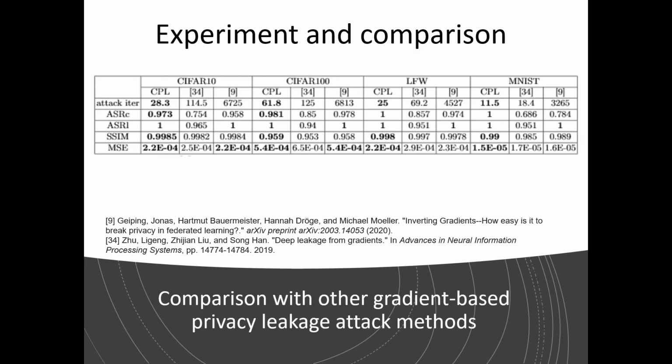In the experiments, at last we compare our attack methods with two other existing works in the literature. Our results show that client privacy leakage attack with pattern initialization is a much faster and more efficient attack with the highest attack success rate and the lowest attack iteration. Meanwhile, our attack has better reconstruction quality in terms of SSIM and MSE.